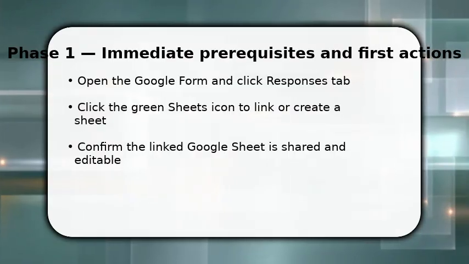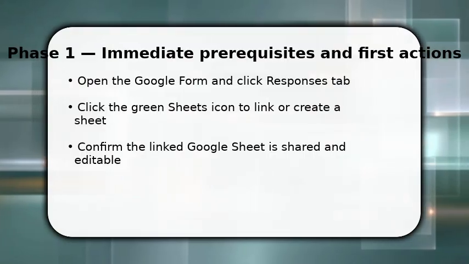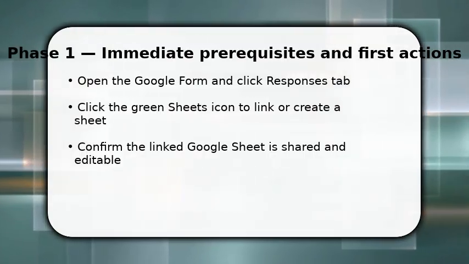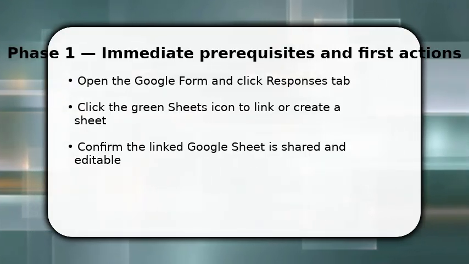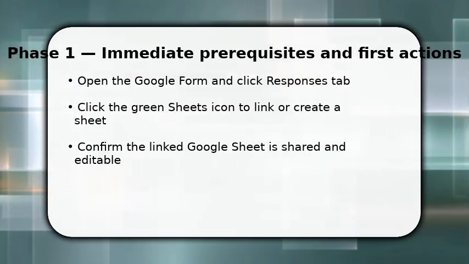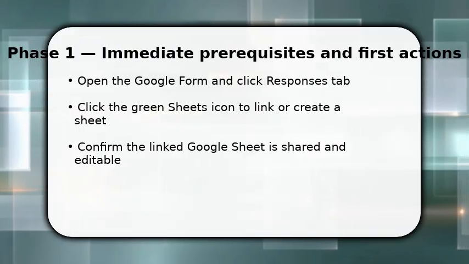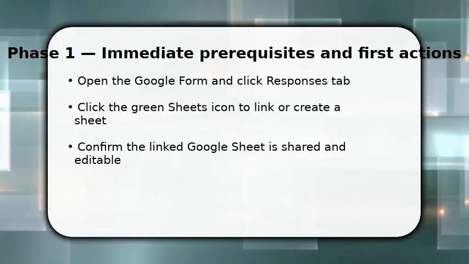You start by opening the form and going straight to Responses. Click the green Sheets icon to create or link a spreadsheet. Once linked, make sure the Google Sheet is set to editable for your account and collaborators. You do this because the live response feed populates the sheet automatically.